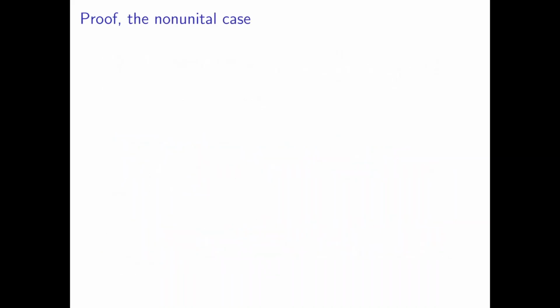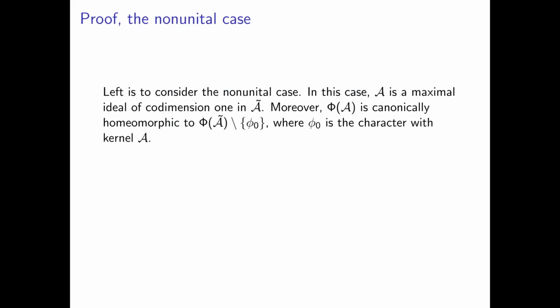So in the non-unital case, we now want to prove that the Gelfand transform sends this algebra A to the algebra of continuous functions that vanish at infinity on the set of characters of A. So how do we do that? Well, of course we use the unitization again and again.